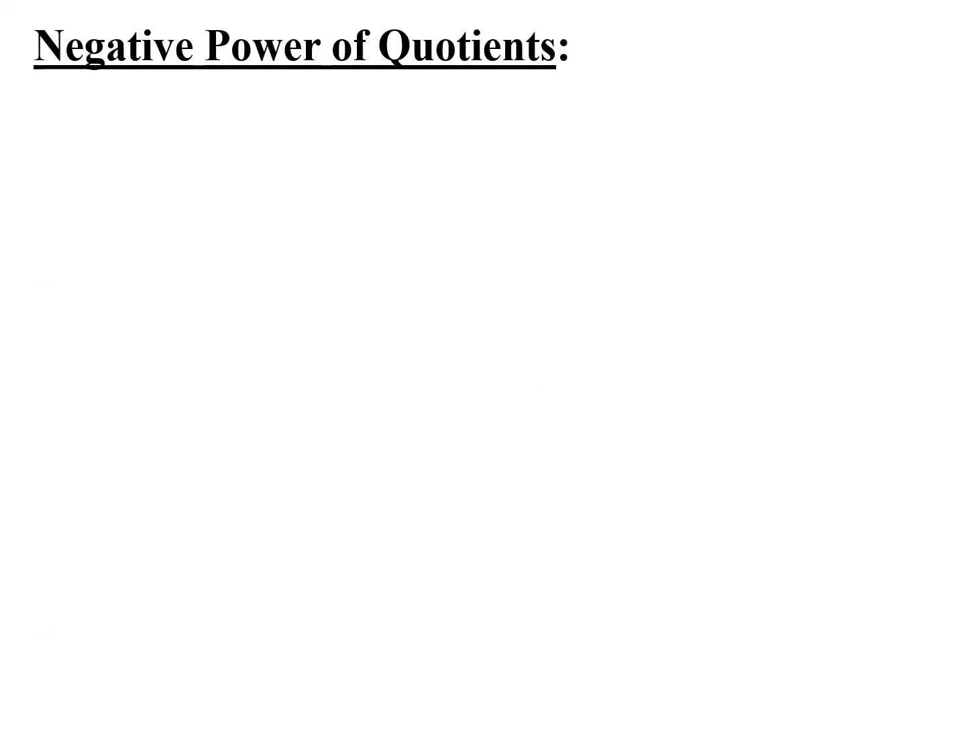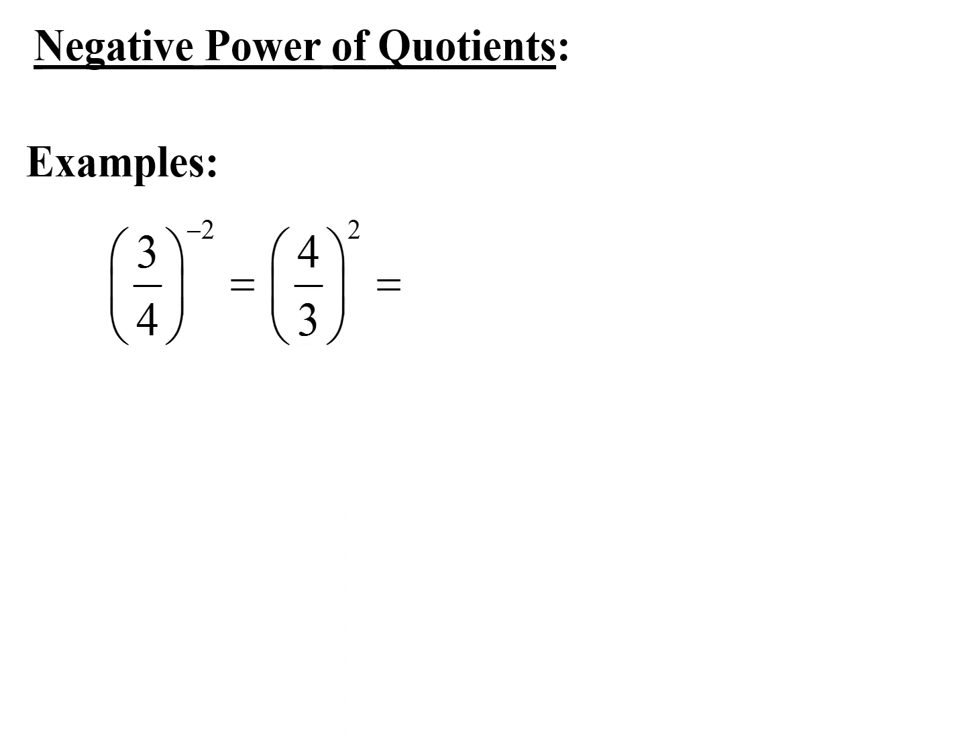Next, let's take a look at negative power of quotients. To talk about this, we're going to go over a couple of examples. So if I have the quantity of 3 over 4 raised to the negative 2 power, what I want to do is switch the levels because of that negative exponent. So this becomes 4 over 3 raised to the 2nd power. I want to distribute that 2nd power to the numerator and denominator, so I get 4 to the 2nd power over 3 to the 2nd power, which is equal to 16 over 9.